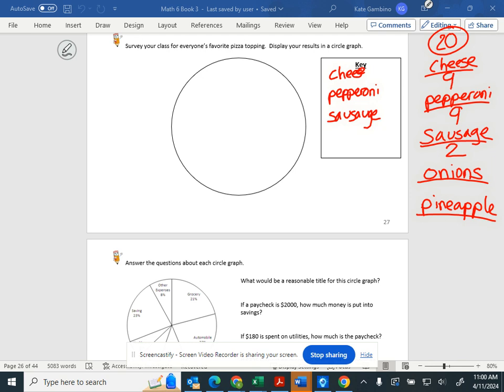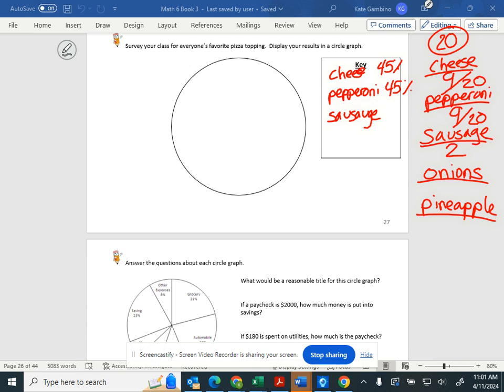It's not 48. What did you get, Claire? How did you get 45? Oh, Claire knows the math to put into your calculator. It is 9 out of 20. So 9 divided by 20 gives us 45%. We have another 9 out of 20, which is 45%.